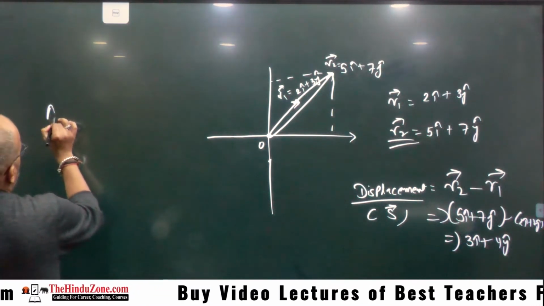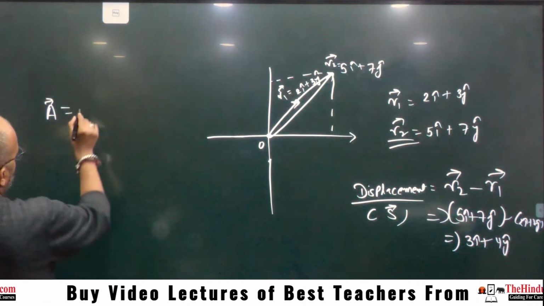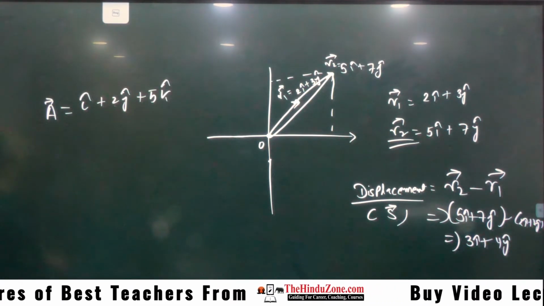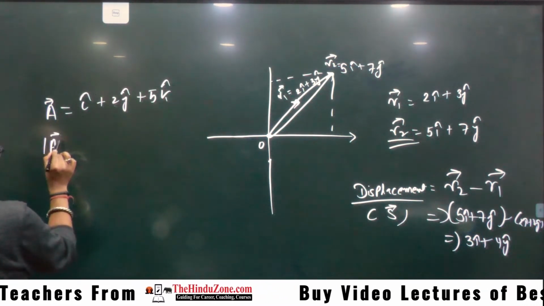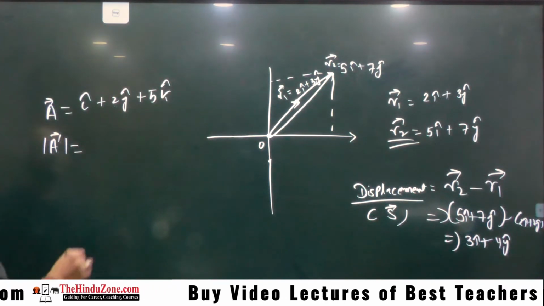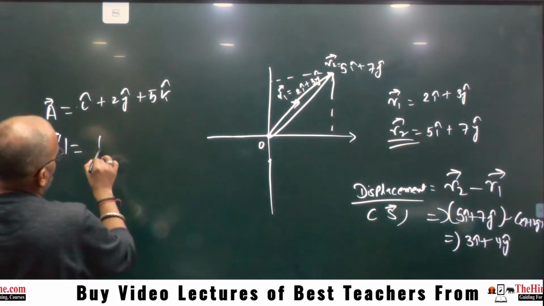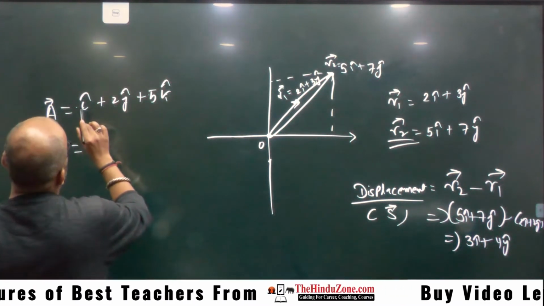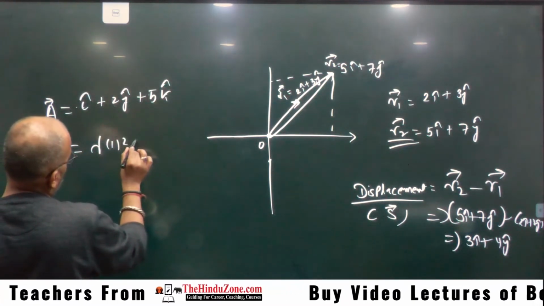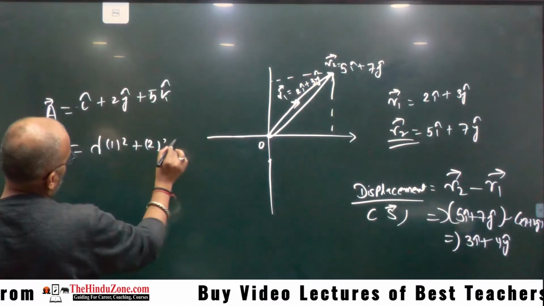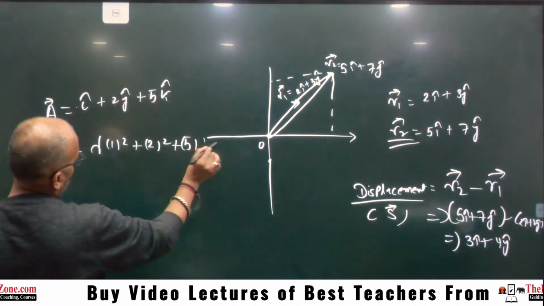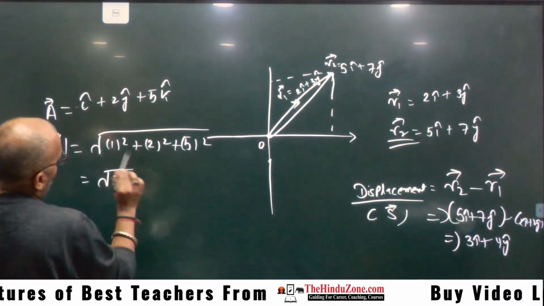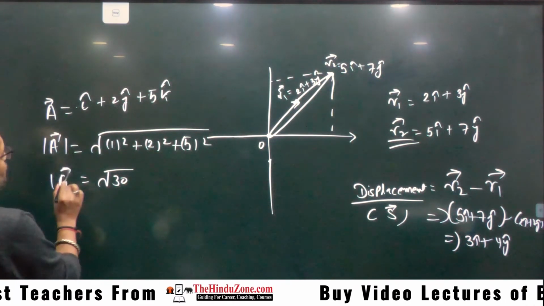For example, there is some vector A and it is i plus 2j plus 5k. And I ask you to find the magnitude of vector A. So the magnitude of vector A will be: take the coefficients of i, j and k, square them and add them. The coefficient of i is 1, so 1 square. The coefficient of j is 2, so 2 square. The coefficient of k is 5, so 5 square. So 25 plus 4 is 29, plus 1, 30. So under root 30 is the magnitude of vector A.